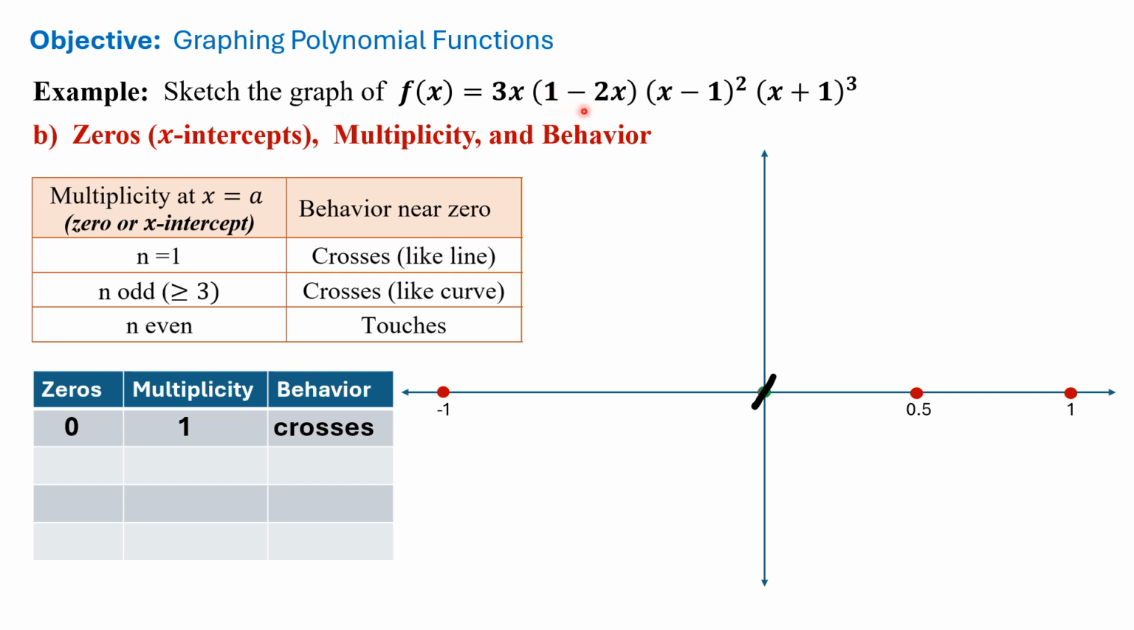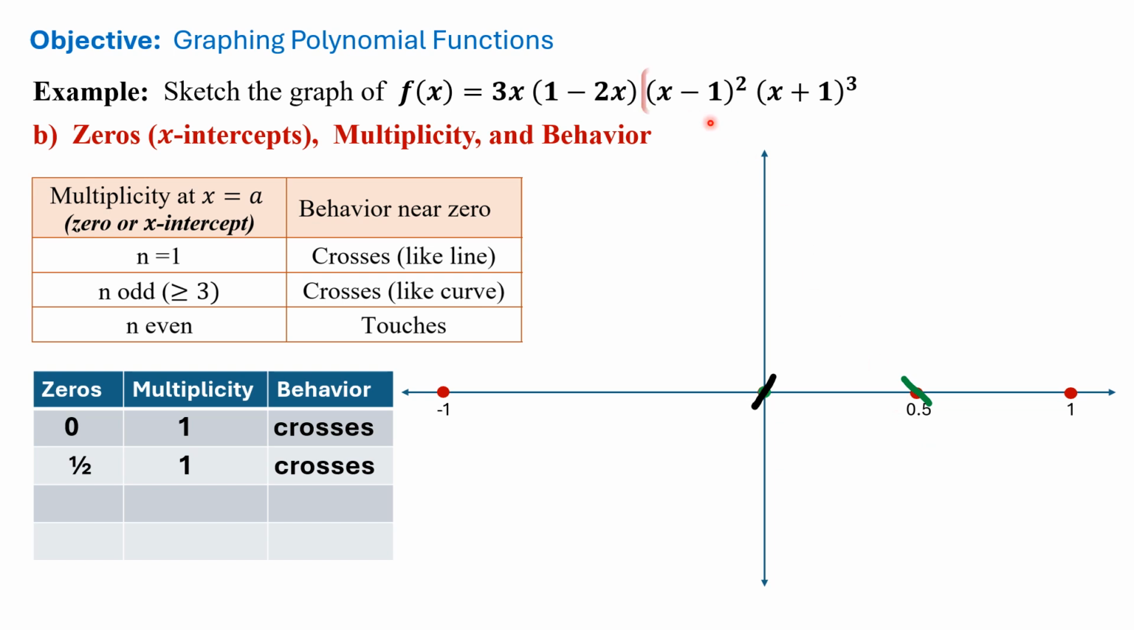The next factor is 1 minus 2x. In 1 minus 2x, the 0 is 1/2. So 1 minus 2x is with power 1, so its multiplicity is 1. And the behavior of the function near 0 crosses because it's odd again. Since multiplicity is 1, it crosses like a line. So at 1/2, the behavior of the function near the 0 is either this or like that.